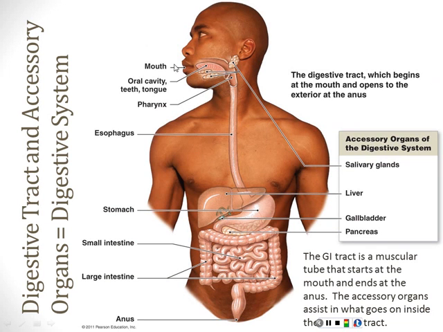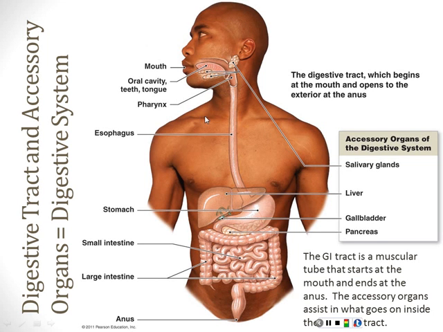That muscular tube starts at the mouth, ends at the anus, and it's one tube all the way through. So from mouth to esophagus to stomach, stomach to small intestine to large intestine, then large intestine to rectum, and rectum out to anus. So that's the tract, or the canal.